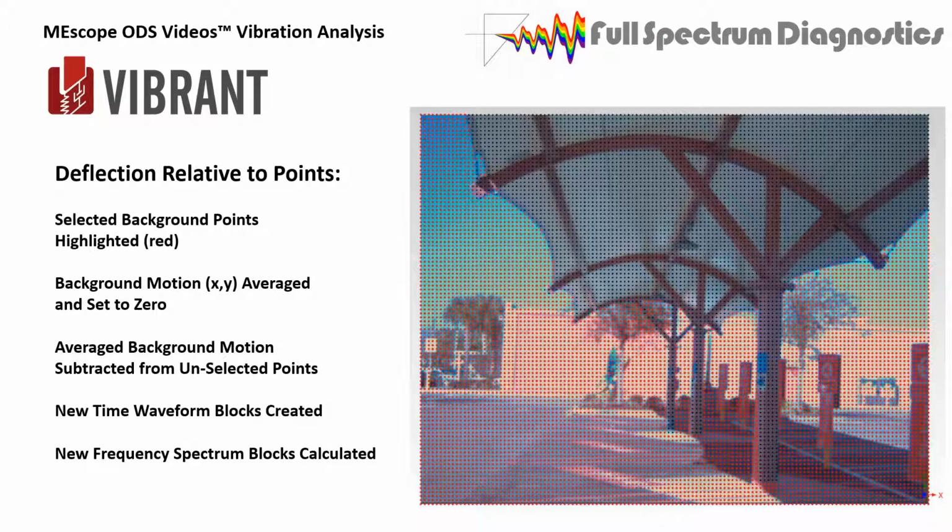And again, deflection relative to points, that's all the red dots in here. We select the background points highlighted in red. The background motion in the XY directions is averaged and set to 0. The averaged background motion is subtracted from the unselected points, and new time waveform blocks and frequency blocks are calculated. So we permanently get rid of that background noise, and then we can play with the images and see what we can find.